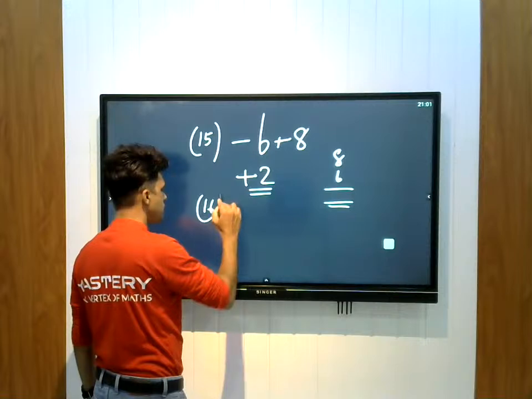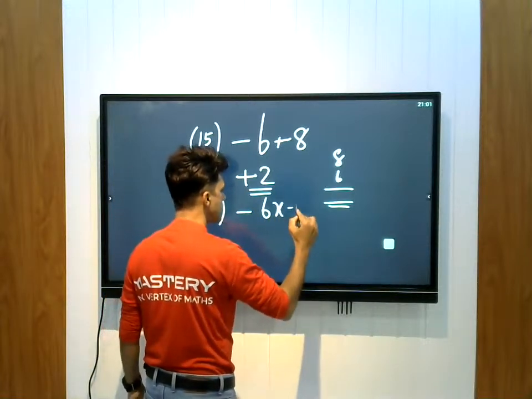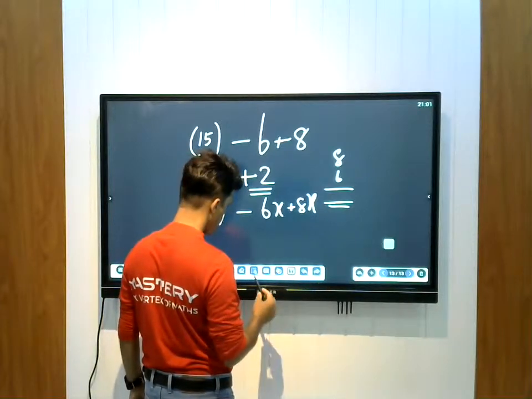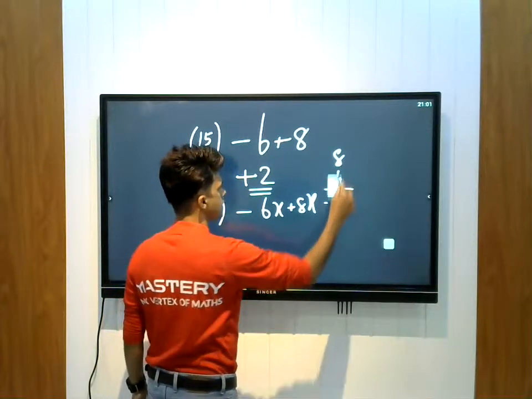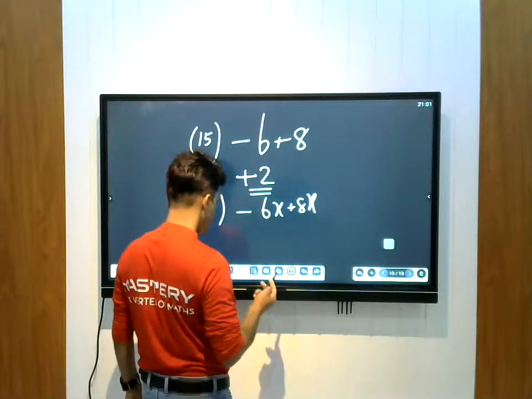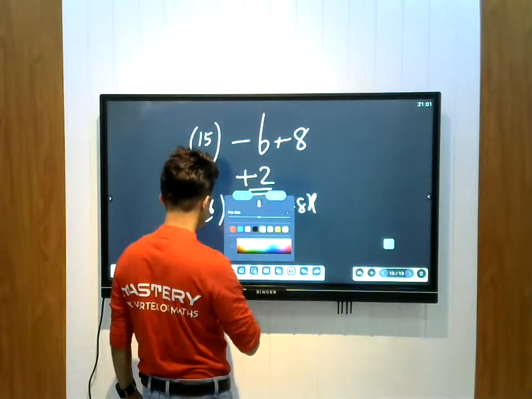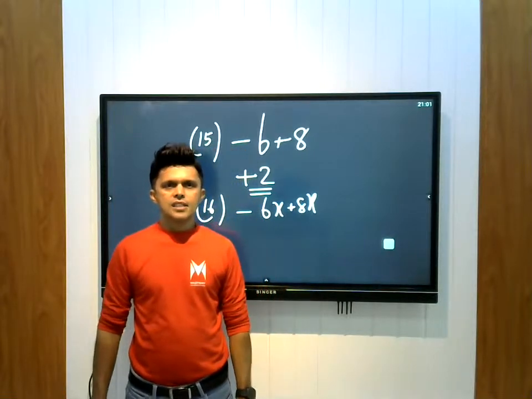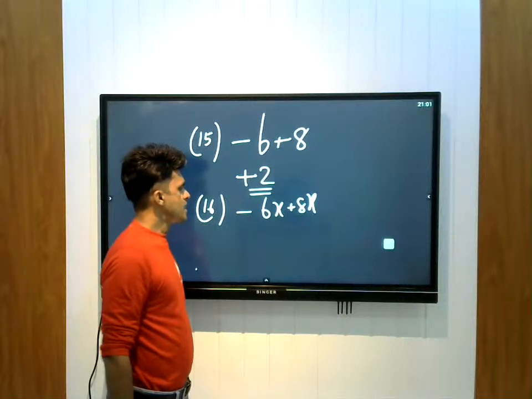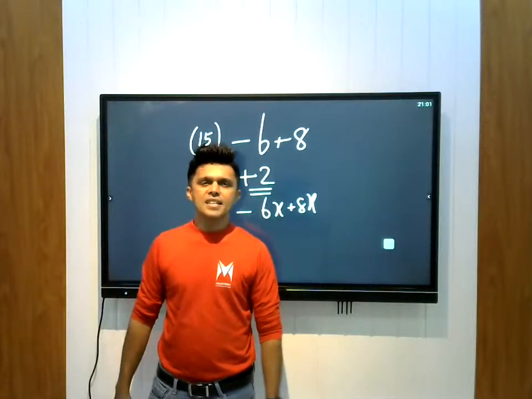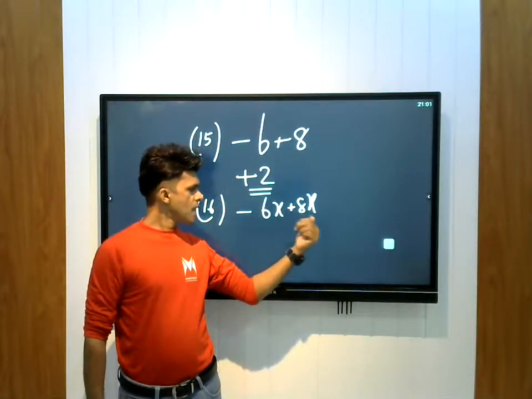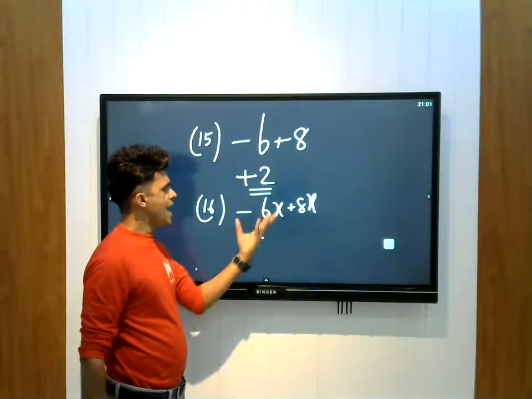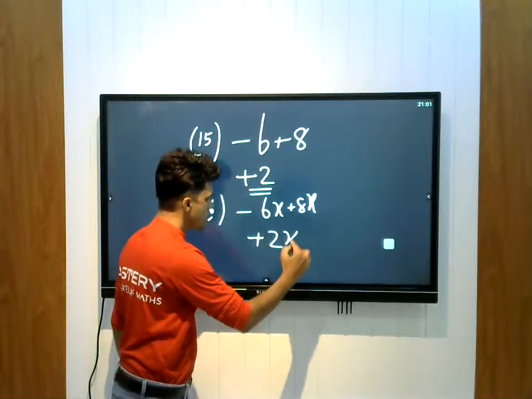So how do you do this one? Minus 6x plus 8x. What should be the answer here? The greater term is plus 8x. You need to write here plus. Then now 8x minus 6x. The answer should be plus 2x.